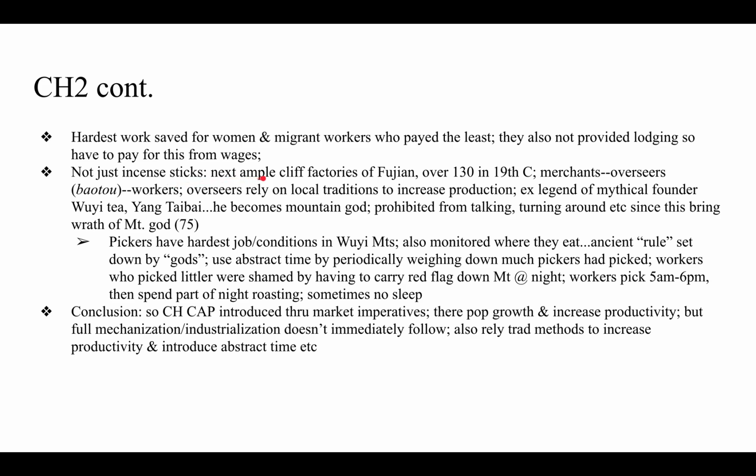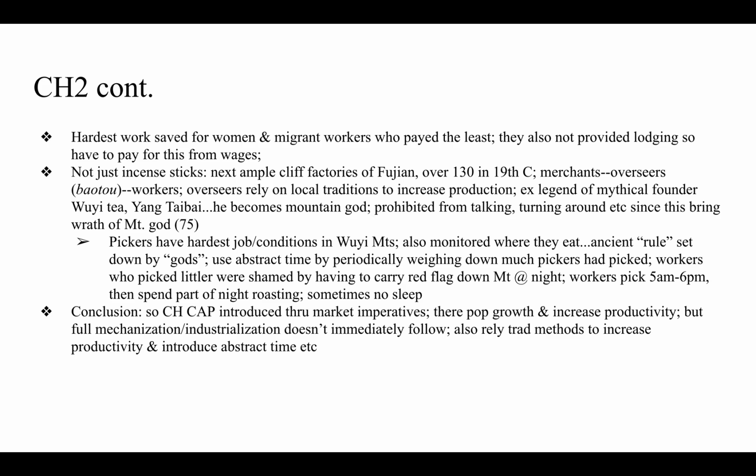The next example that Liu looks at is the cliff factories of Fujian. There were over 130 of these in the 19th century. A typical plantation would involve merchants and overseers called baotou, and workers. The overseers relied on local traditions especially to increase production. For example, the legend of the mythical founder of Wuyi tea, Yang Taibai, who became a mountain god, according to legend.